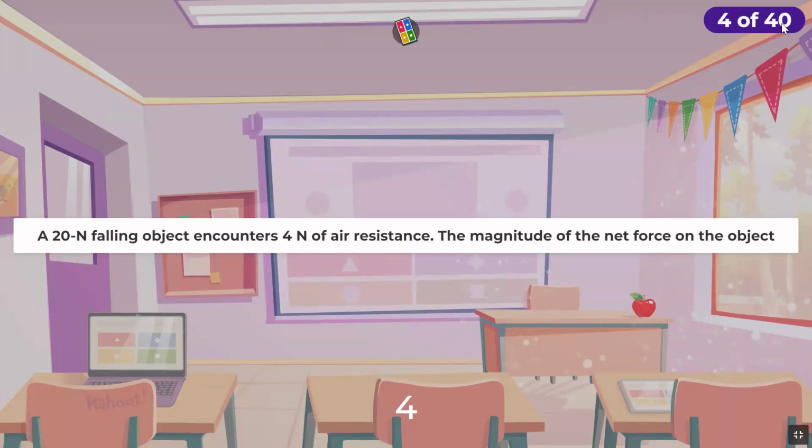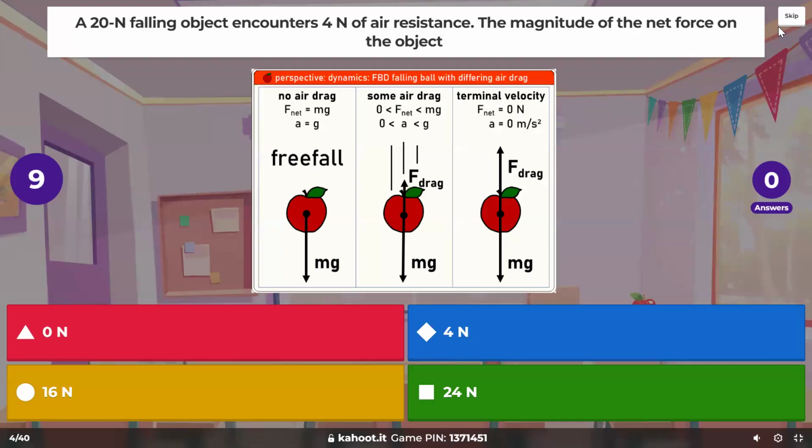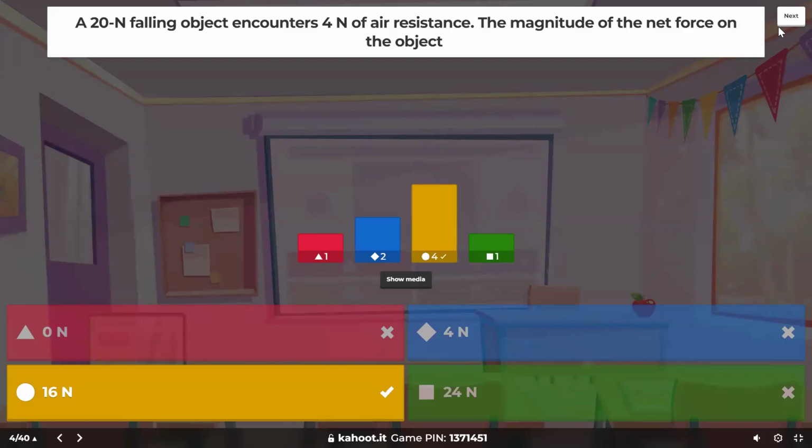A 20 Newton falling object encounters 4 Newtons of air resistance. What's the net force? It's 16 newtons, right? 20 newtons down, 4 newtons up. The difference is 16 newtons. I got some follow-up questions here. Guess what is the mass of that falling object? 2 kilograms. Doesn't 2 kilograms weigh 20 newtons? Weight equals mg, so approximately 2 kilograms. We'll call it 2 kilograms.